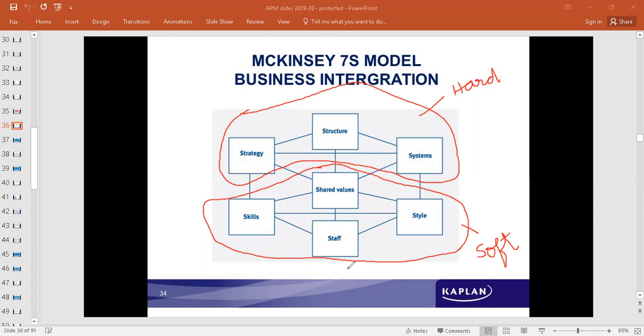So what's the strategy of the organization, the structure of the organization, the systems that are present in the organization. We see skills, shared values, style, and staff. These are soft factors.